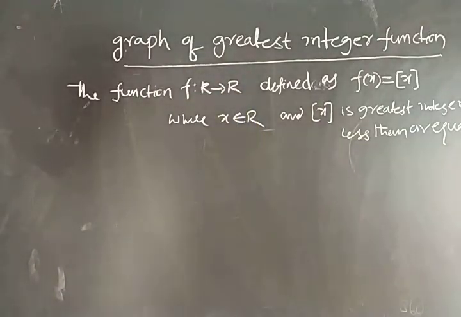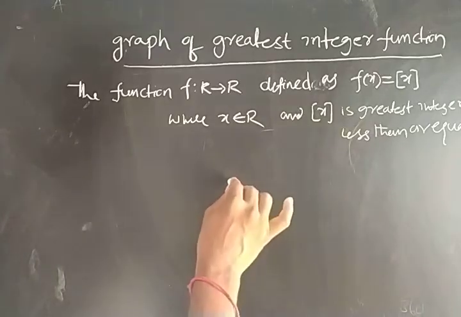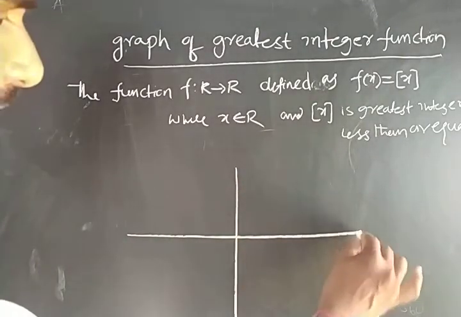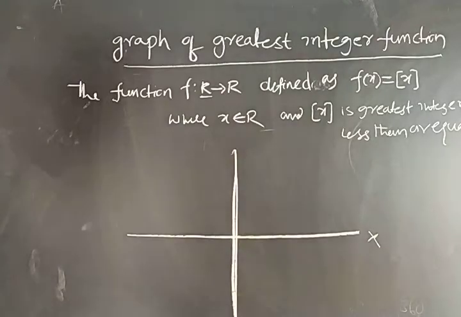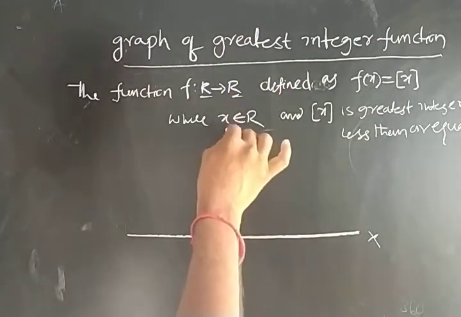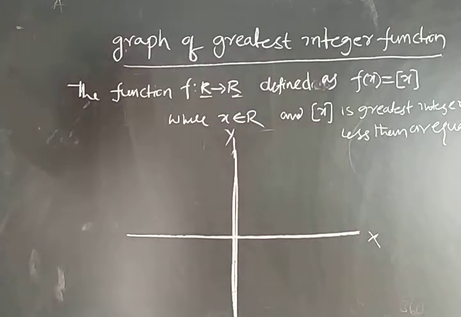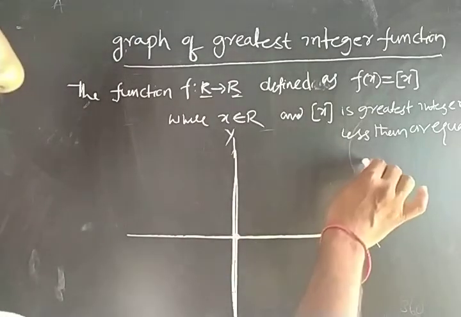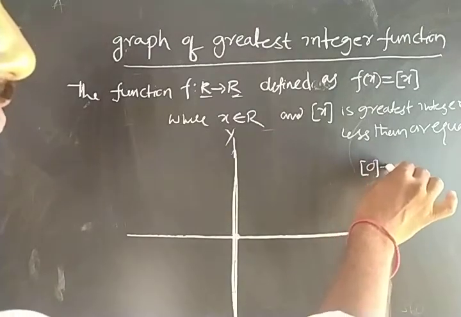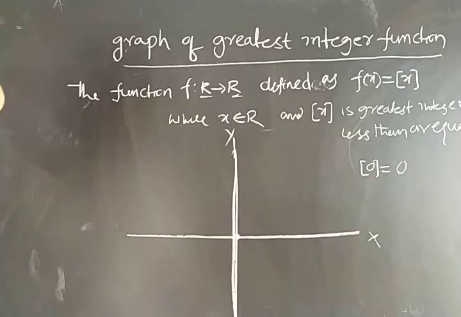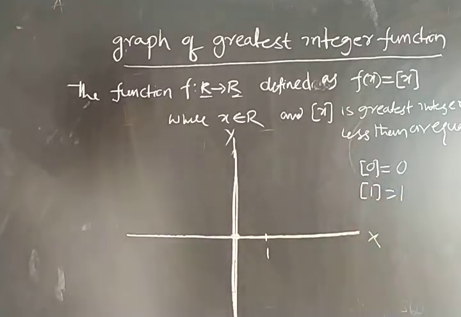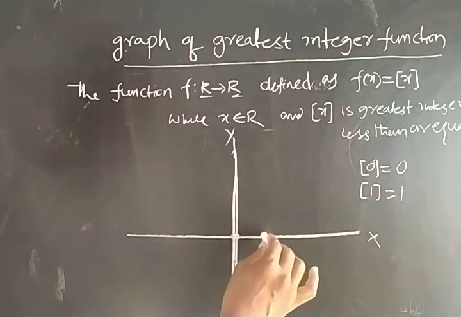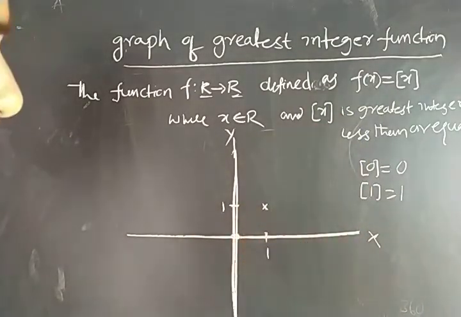Now I'm going to draw the graph of this greatest integer function. Let me take the y-axis and x-axis, where the x-axis denotes the domain and the y-axis denotes the codomain. Suppose I am taking domain element 0, I am going to find the image of 0. The greatest integer function of 0 is again 0, so this is the point. Suppose I am taking 1 in the domain, its image is 1, so here is one point.